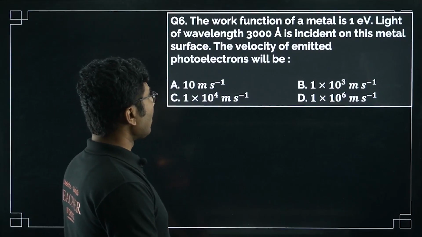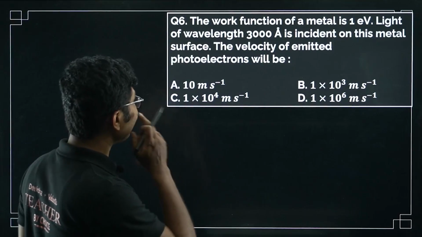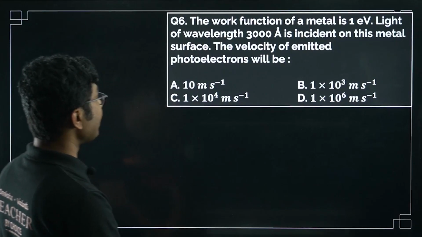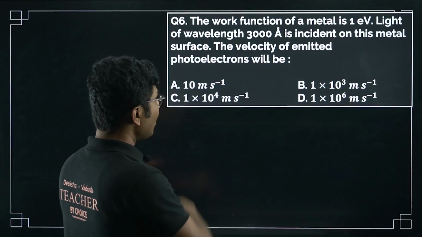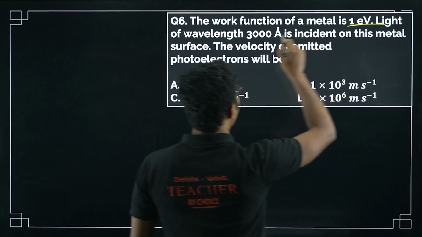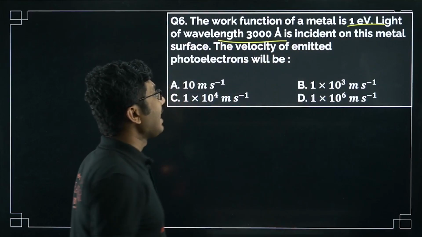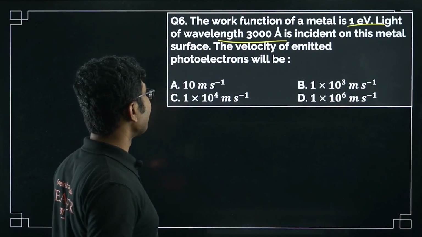The work function of a metal is 1 electron volt. Light of wavelength 3000 angstrom is incident on this metal surface. The velocity of the photoelectron is. So work function is given, wavelength is given, and you have to calculate the velocity of the emitted photoelectrons.